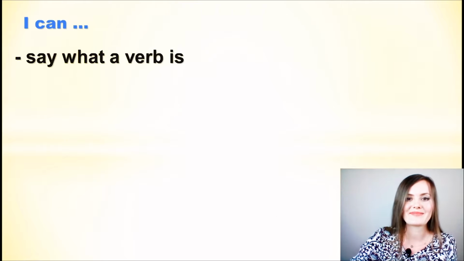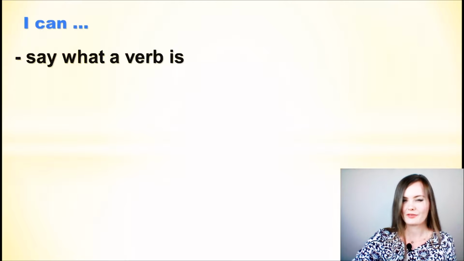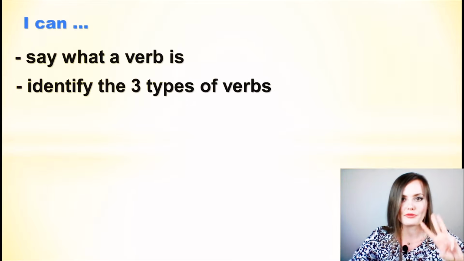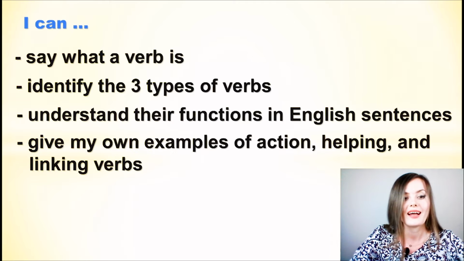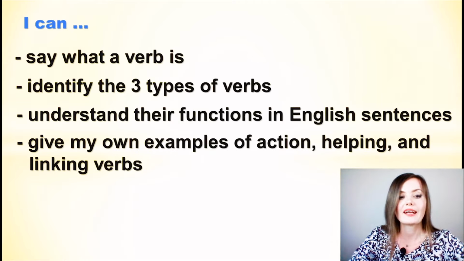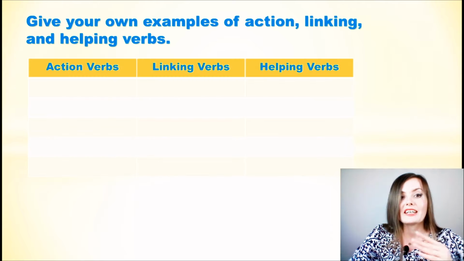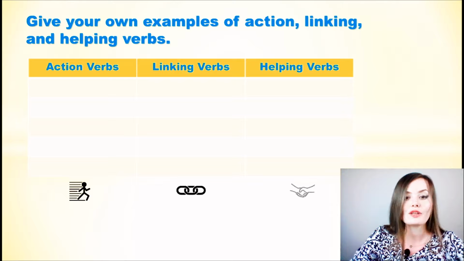It's a good practice. So now I hope that you can say what a verb is. If you forgot, you can review it at the beginning of this video. Identify 3 types of verbs. Understand their functions in English sentences. I hope now you understand and you can find these verbs in English sentences and give your own examples of action, helping, and linking verbs. So, now it's time to give your own examples of action, linking, and helping verbs.